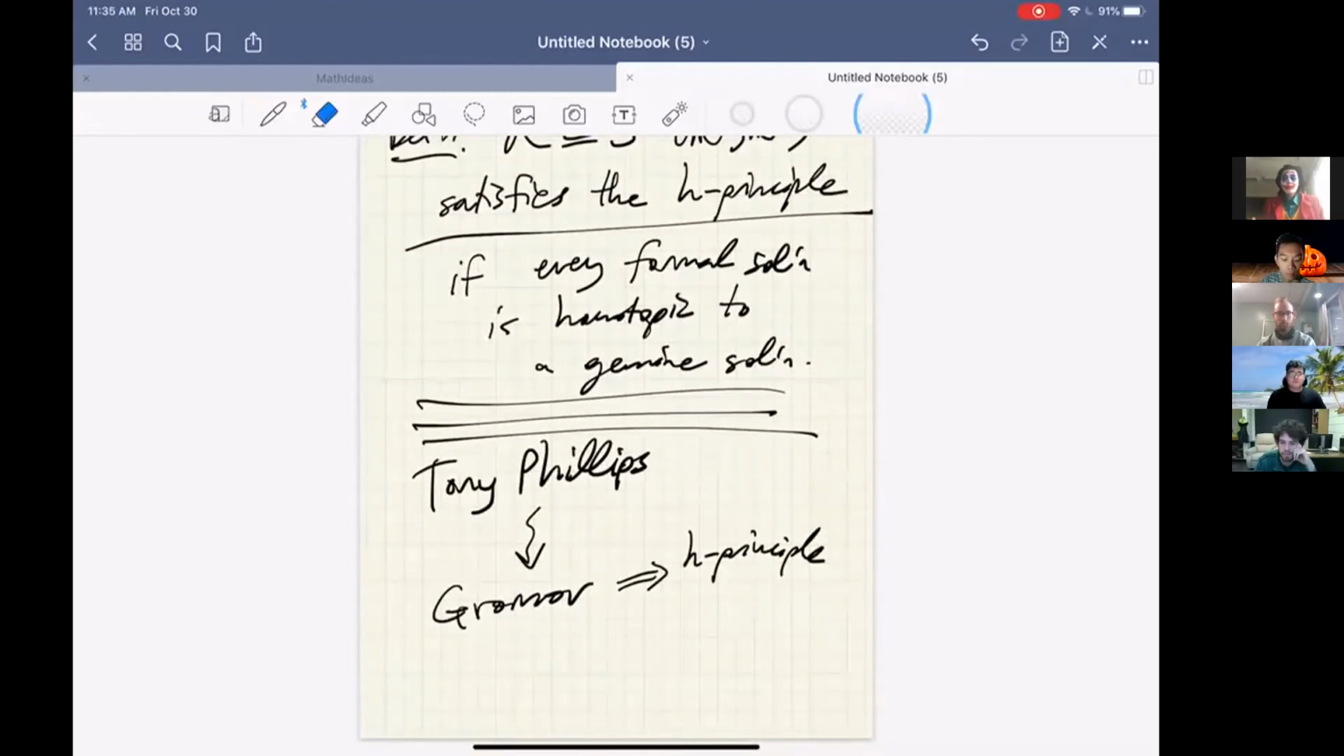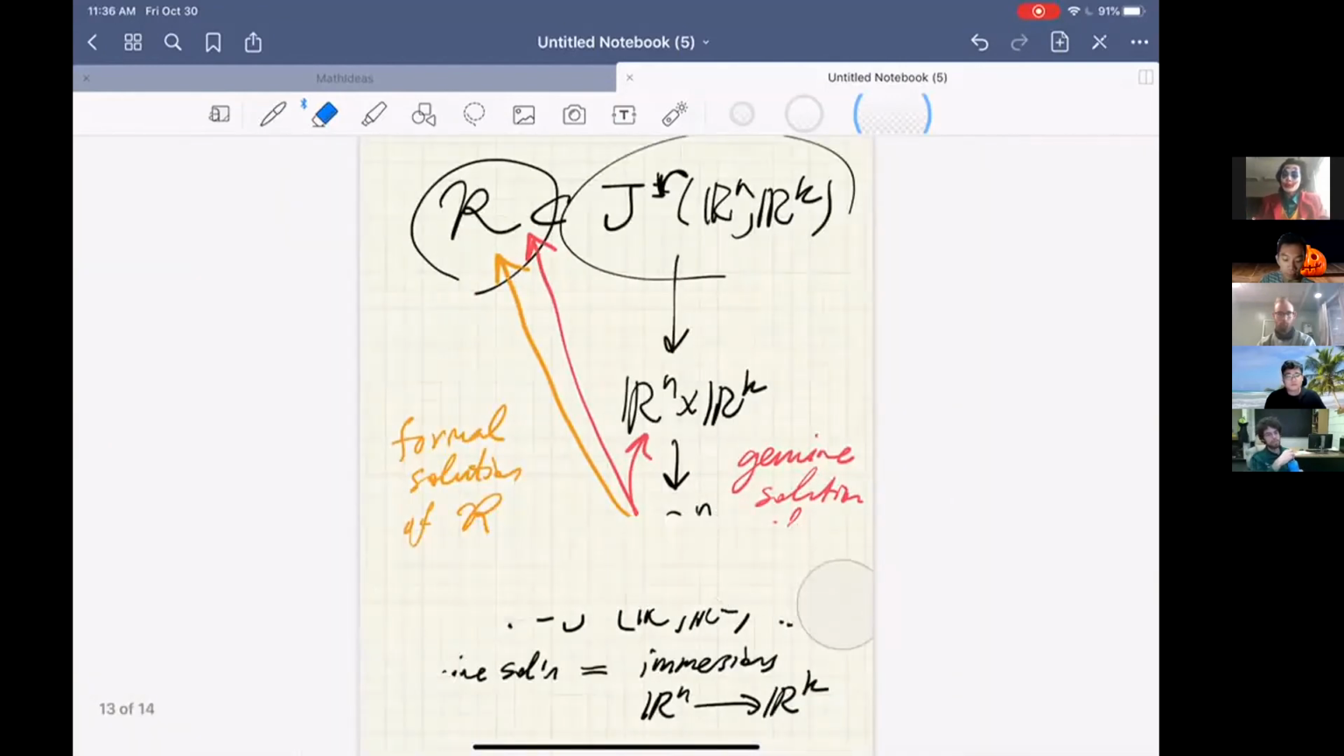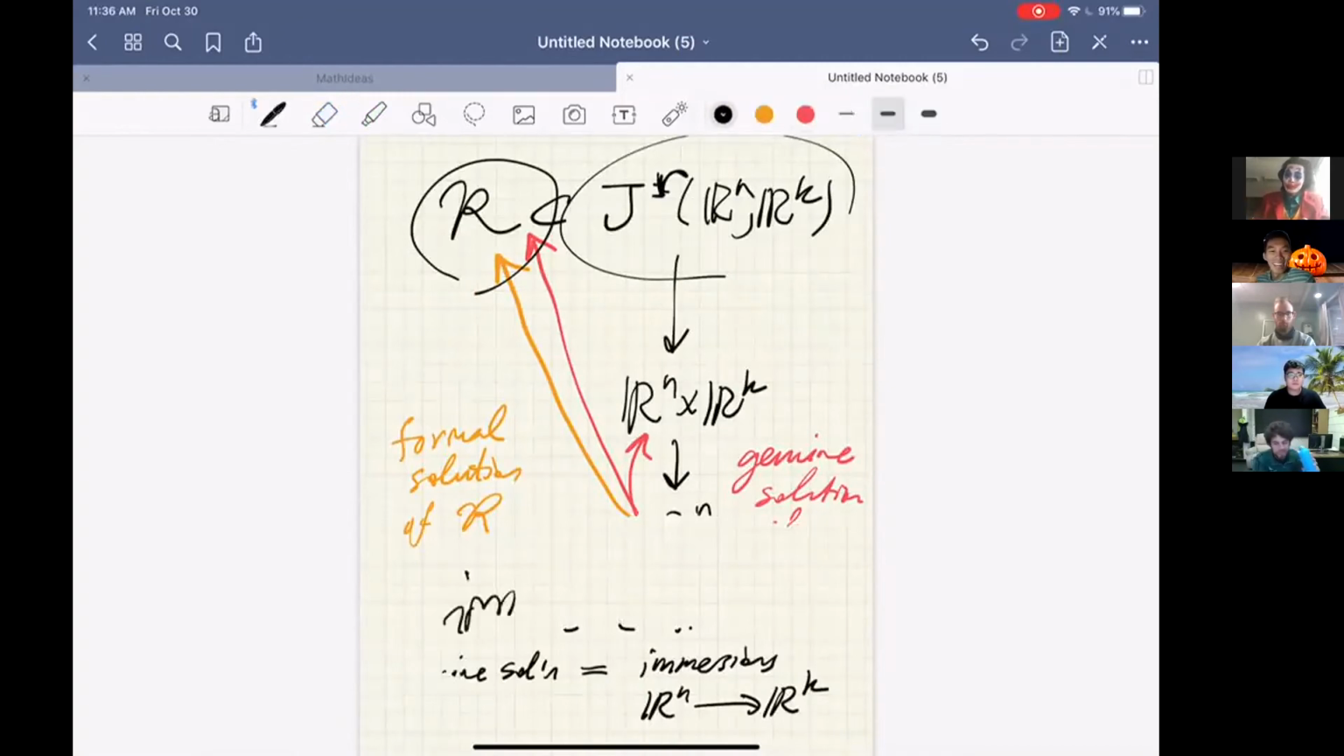Okay. So I should say right off the bat, the H principle is not that useful. People in PDE would not use it at all. It's not helpful for PDEs that PDE people are actually interested in. It's more useful for equations or relations that come up in geometry, like the Immersion Relation.